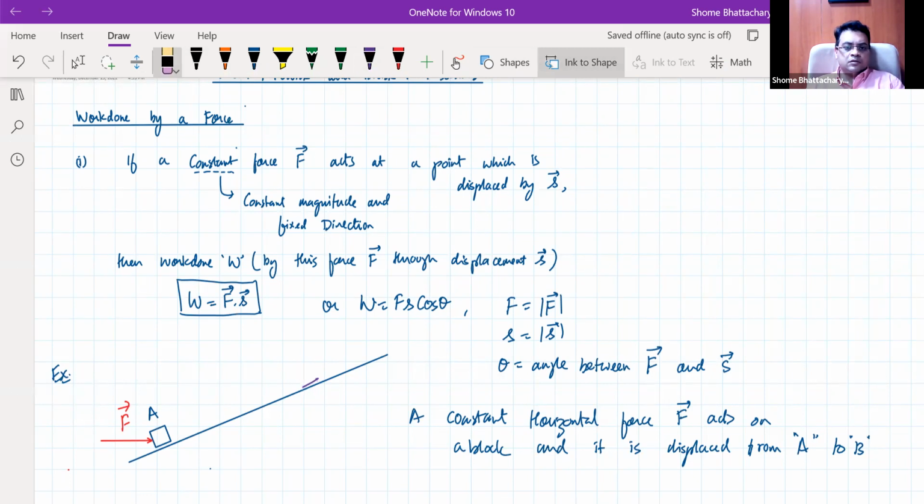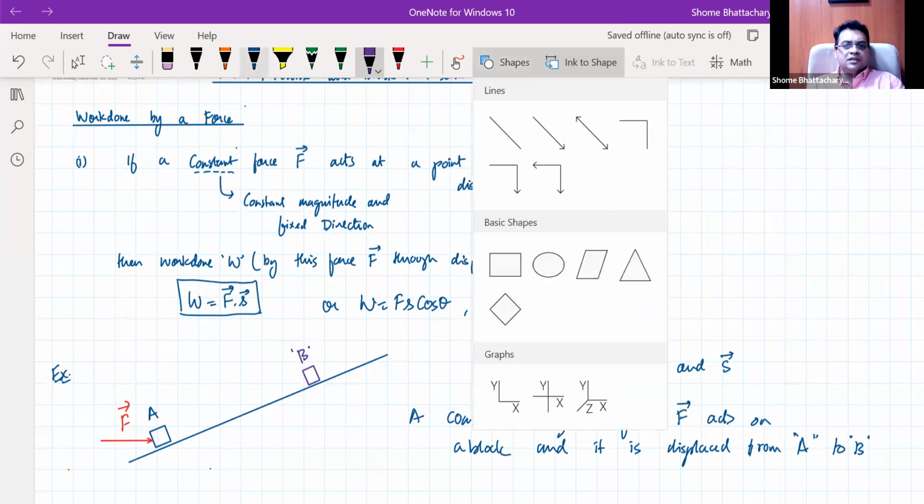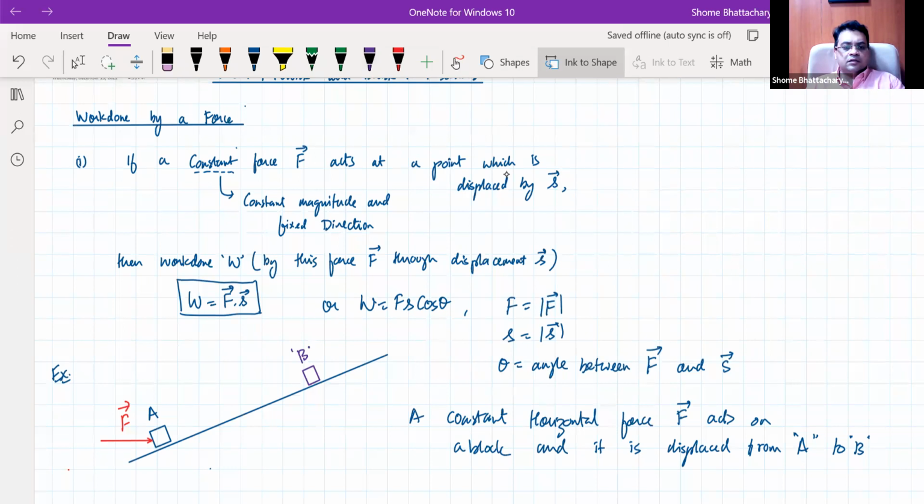During this time, as it is moving from A to B, what is the displacement of the block? The displacement is this vector. So to calculate the work done by this force, we'll have to calculate the dot product of this vector with the force. So the angle of inclination with respect to the horizontal is theta. You will see here that it will become Fs cos theta. So it will be less than F into S.